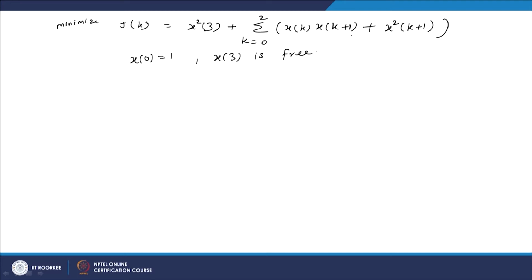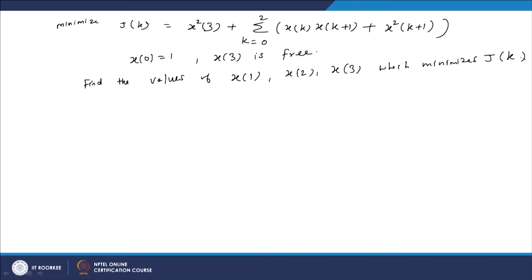So, we have to find the values, the finite sequence. We want to find, x of 0 is already given, we want to find x of 1, x of 2 and x of 3 which minimizes the expression J of k, whatever is given in the summation. So, for this we can adopt the procedure.